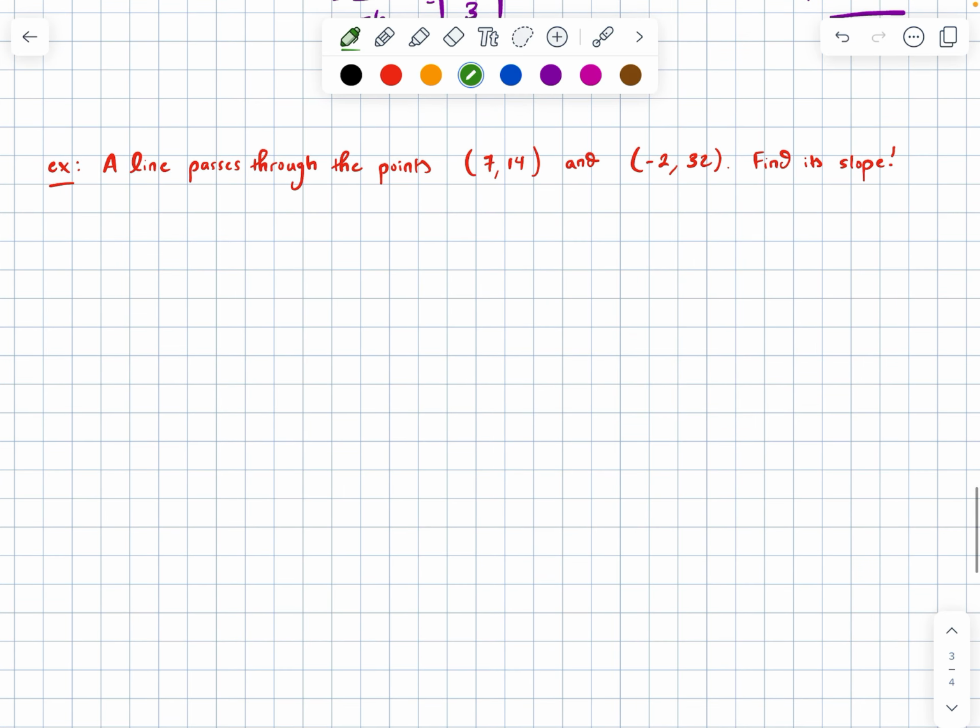One last one for the road. Let's get some practice using our formula abstractly. So in the absence of a graph, I've got the points (7, 14) and (-2, 32). Tell me the slope of this line. Use your slope formula, find your differences. Let's do it. Go!